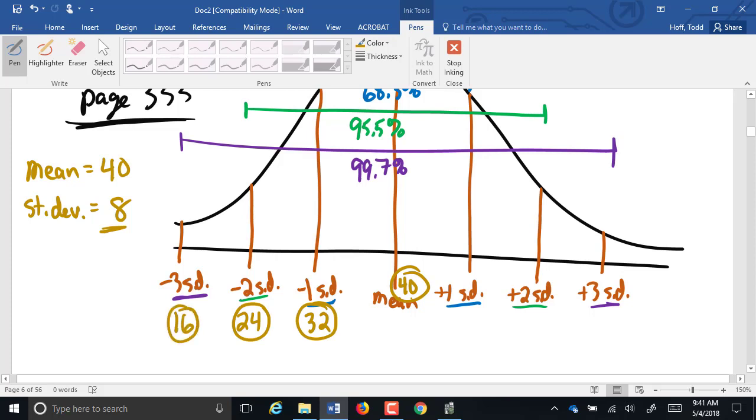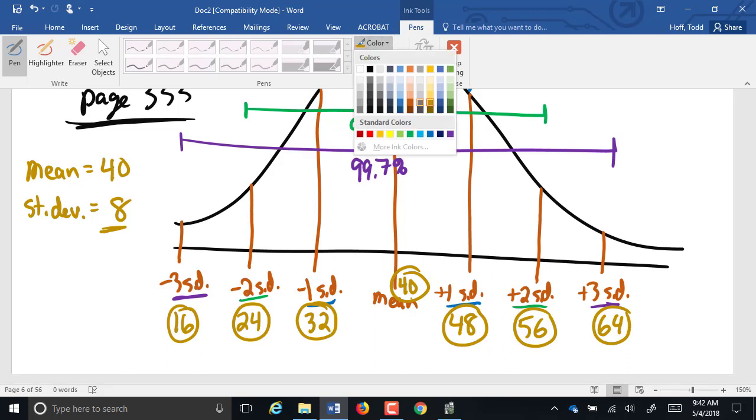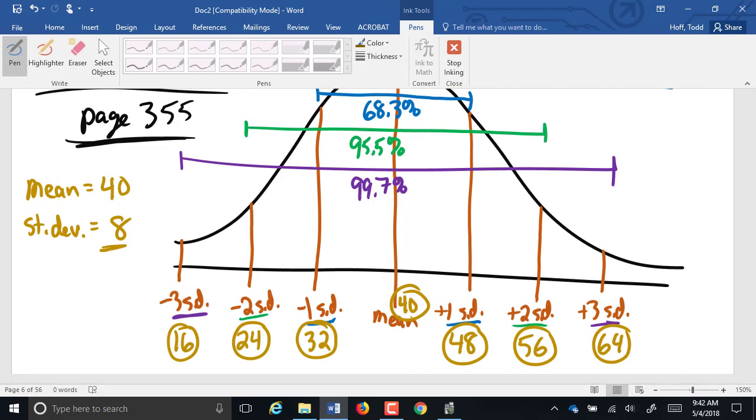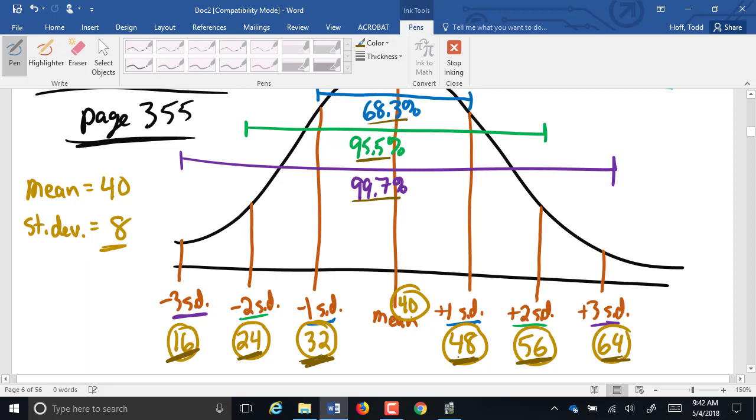Going the other way, plus a standard deviation would be 40 plus 8, or 48. Plus 2 standard deviations, 56, and plus another one, 64. So what that's saying, for this set of data, we would expect 68% of the numbers to be between 32 and 48. We would expect 95.5% to be between 24 and 56. And we would expect 99.7% to be between 16 and 64.